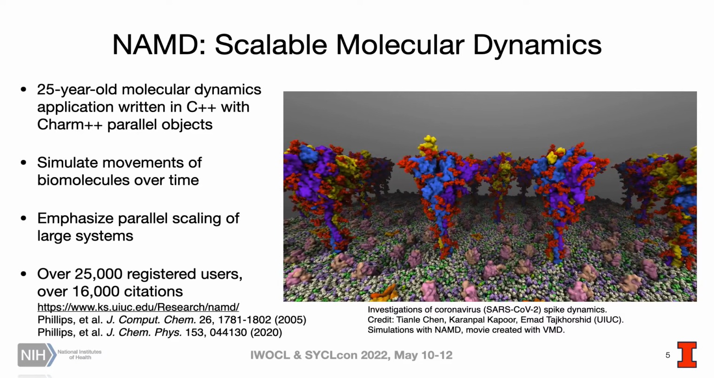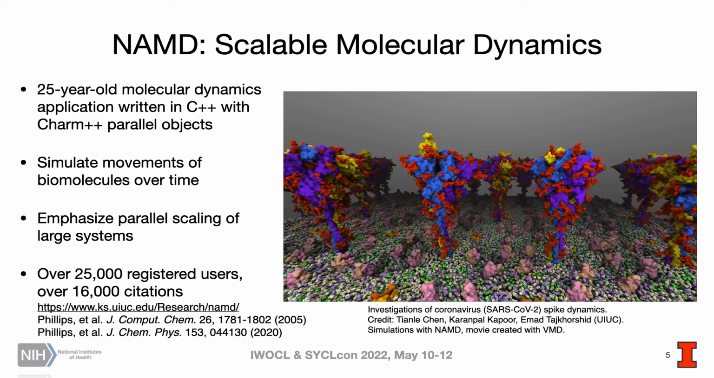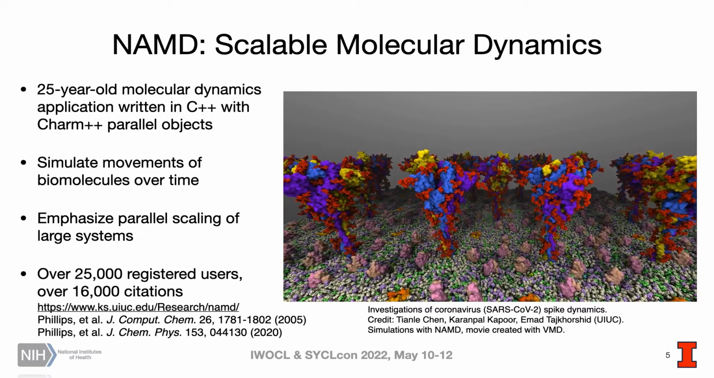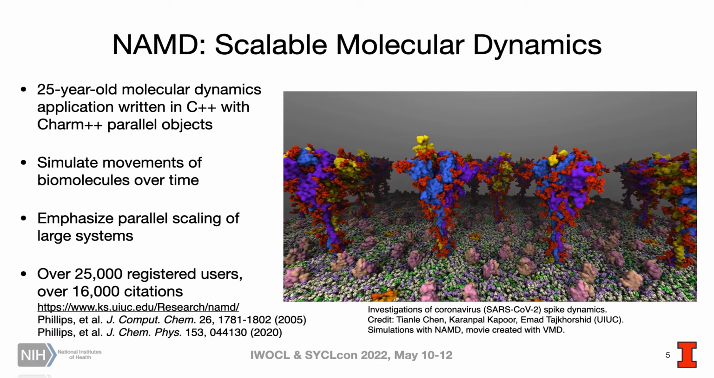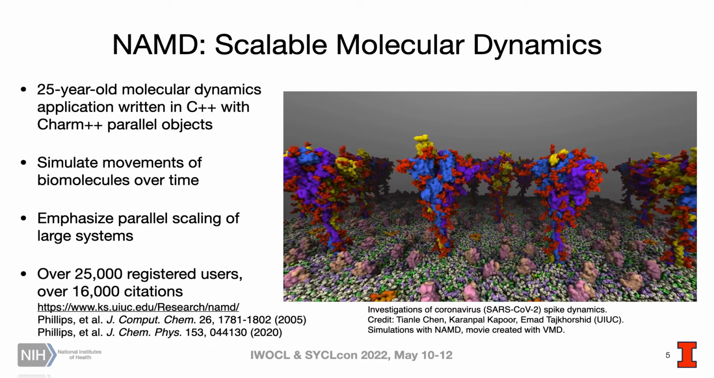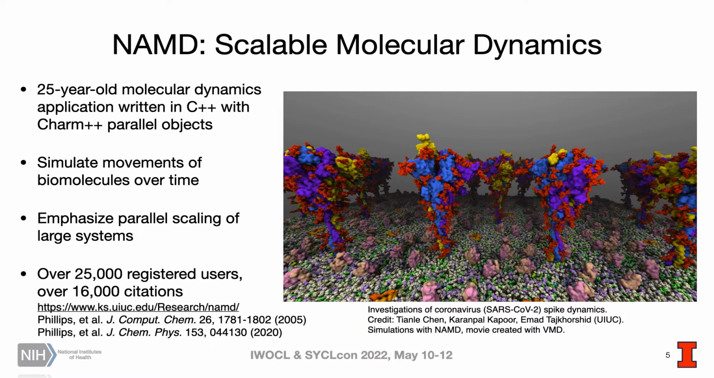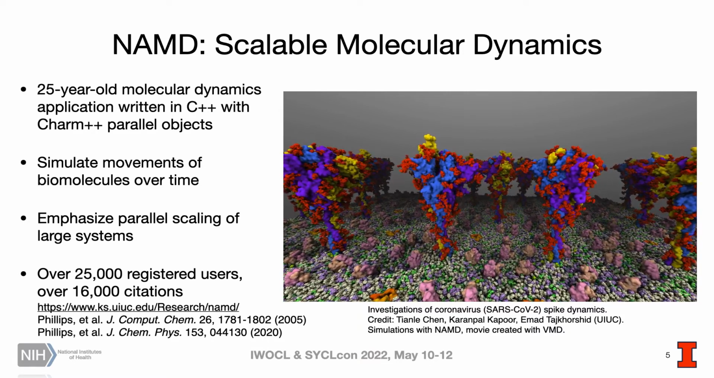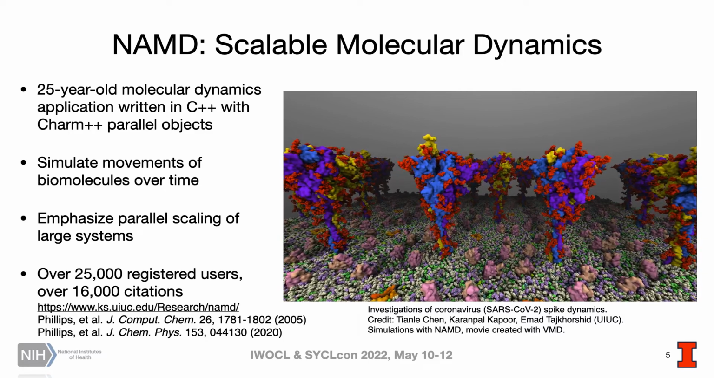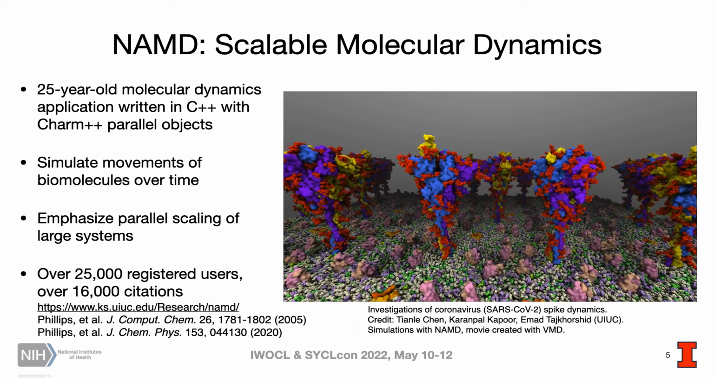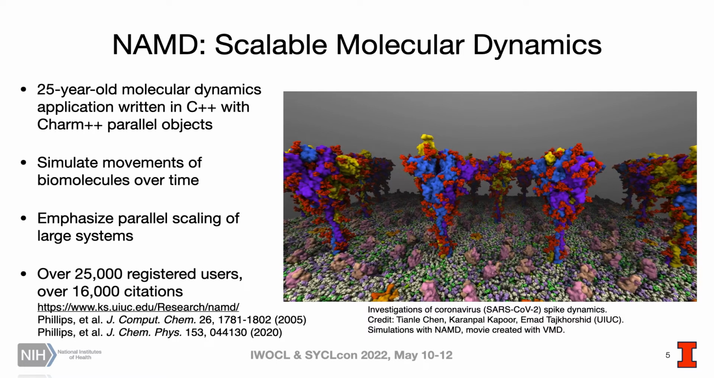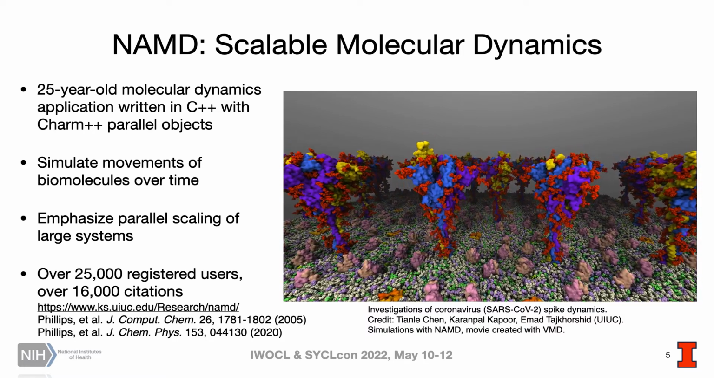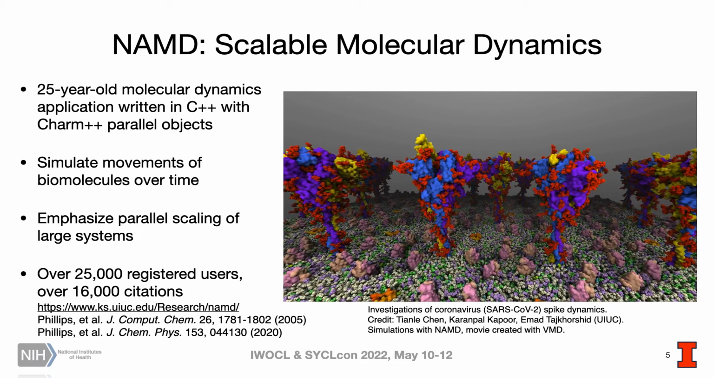NAMD is now a more than 25-year-old molecular dynamics application written in C++ with Charm++ parallel objects. NAMD simulates the movements of biomolecules over time with an emphasis on the parallel scaling of large systems. And although we have over 25,000 registered users, an even better measure of our impact on the biomedical community is that our reference papers have received over 16,000 citations, with a growing number of citations each year.